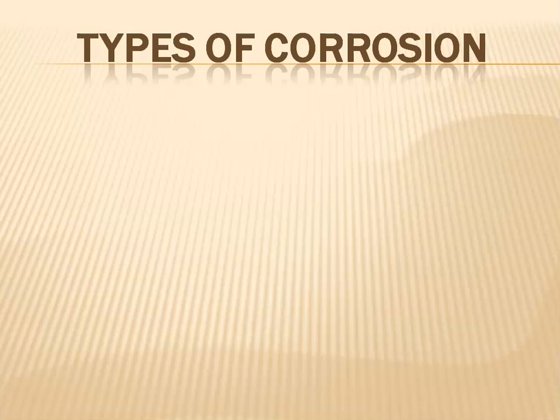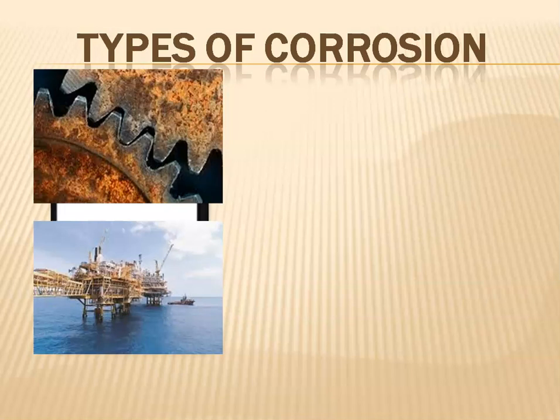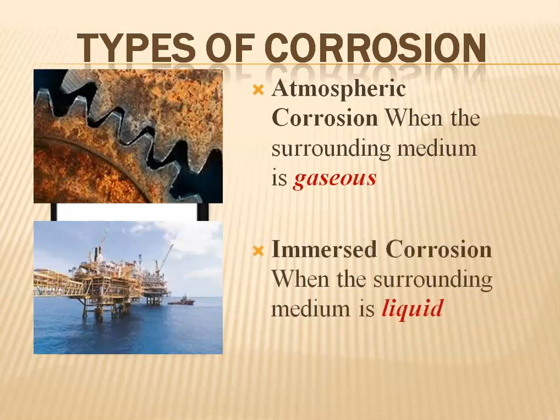Before we do concentration cell type corrosion, let us revise the types of corrosion. Corrosion is of two types: atmospheric corrosion, when the surrounding medium is gaseous, and immerse corrosion, when the surrounding medium is a liquid.